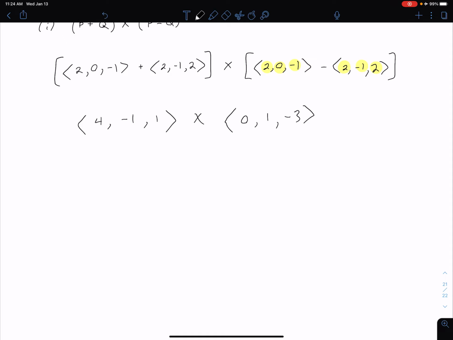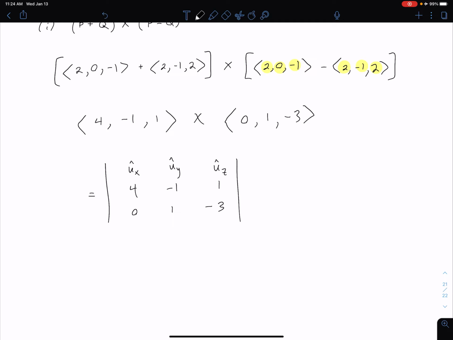So if we want to do the cross product, we can do our definition here. We know we have our unit vector in our X direction, unit vector in our Y direction, unit vector in our Z direction for our first row. And then we're going to put our first vector, 4, -1, 1 in the second row, and then in the third row we have 0, 1, -3. And of course, remember the order of this matters.